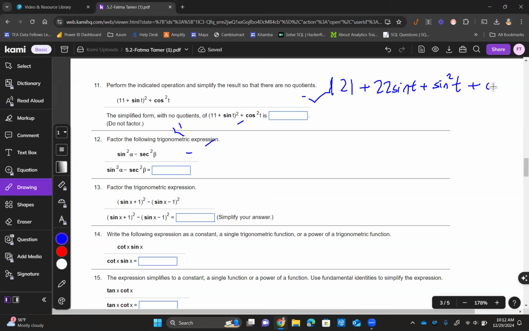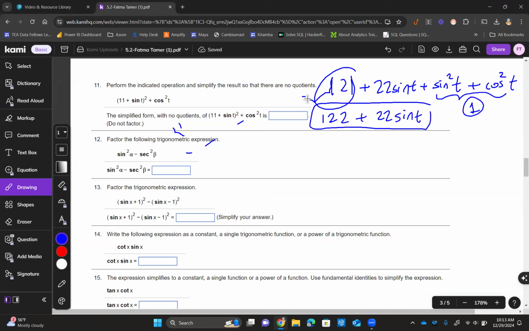Plus, the expression continues with a plus cosine squared theta. Sine squared theta plus cosine squared theta will always return me a 1. So 121 plus 1 is a total of 122. And then here I'm going to get 22 sine of theta. And this is what I can get as a simplified version for number 11.